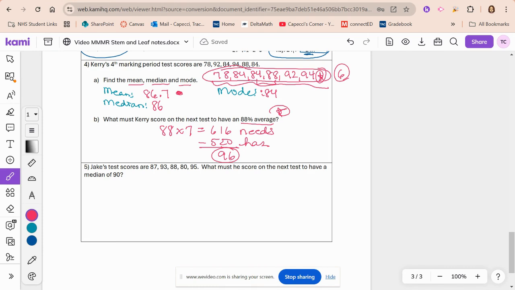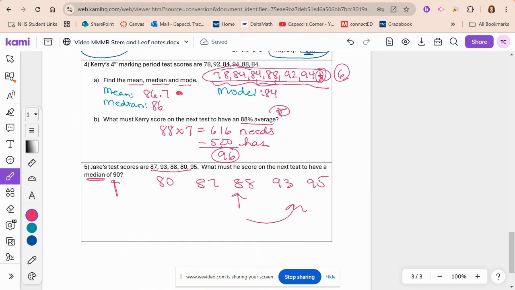Okay, let's take a look at the last one. It says Jake scores, and then they're listed. What must he score in the next test to have a median, right? So now we're talking about the middle number. The first thing I'm going to do is rewrite all of the scores in order. And we're talking about the median, which is the middle number. That's 88. Now, they want a median of 90, so we know that we need to go higher, right? Because the median of 90 is higher than 88.